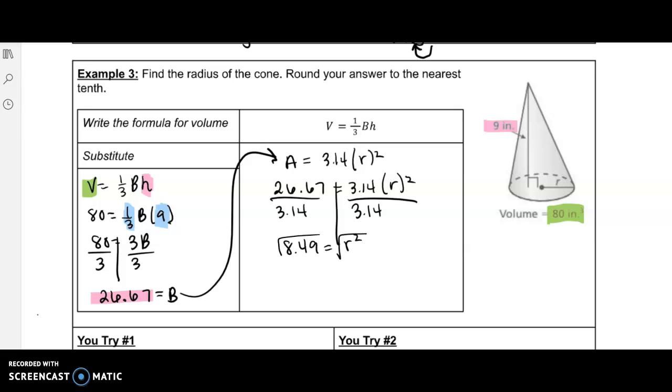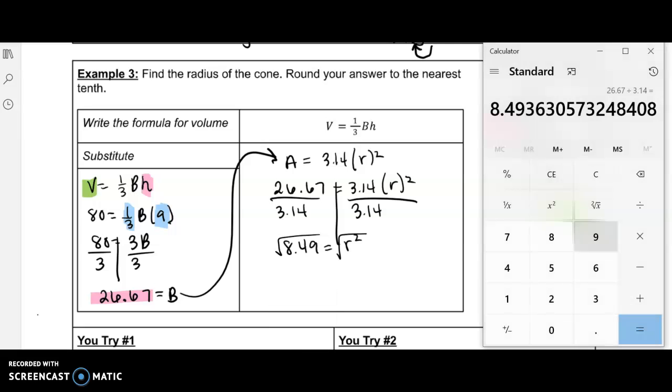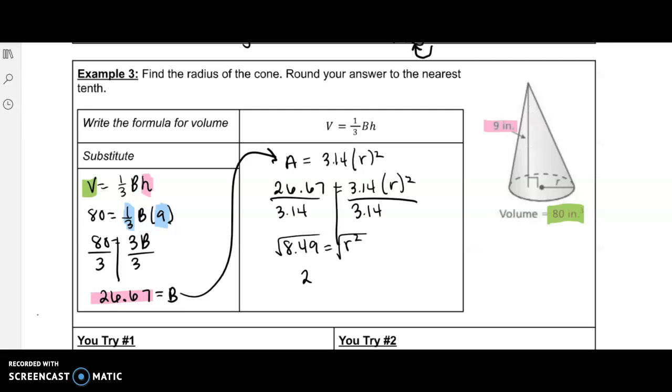And then we're going to take that square root. So that just means we're going to hit that square root button in our calculator, and we get 2.91 equals our radius. So we're going to call this 2.9 because that 1 does not make that 9 go up. So our radius is 2.9. And then also don't forget your labels. So it's 2.9 inches equals our radius. So this is our final answer.